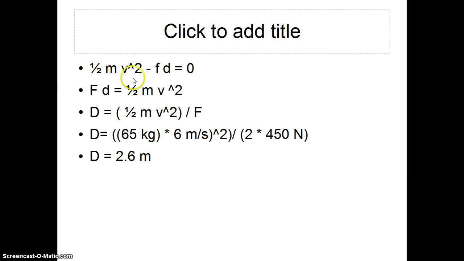So here we have the kinetic energy minus the work done by friction equaling 0, because there'll be no energy afterwards. And with that, we can solve for the distance that's going to end up being traveled by the baseball player. So we bring the FD over into the other side, and then we divide both sides by the force. We plug in the values that we have here, and we see that the distance that the person's going to slide is 2.6 meters.